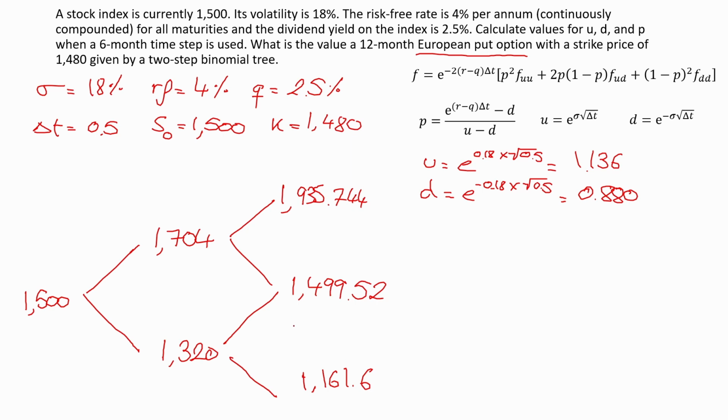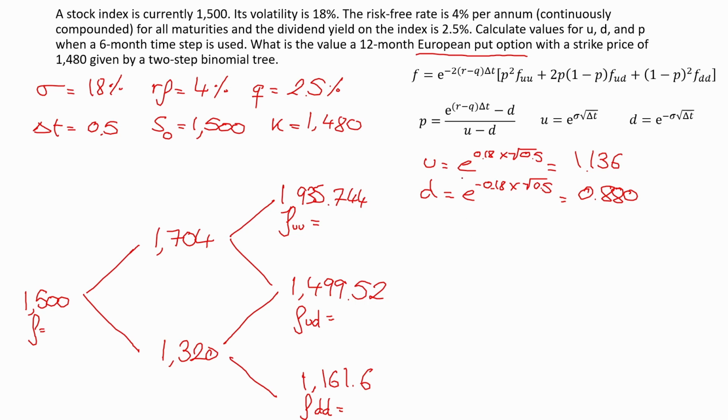Excellent. So now we have the two-step binomial tree. Now remember, below the stock index value, we write what the option values stand for. So the current put option value is F, what we're trying to find out. And then the option value here is FUU, because it's gone up twice. Here's FUD, or FDU, you choose which one. And finally FDD, because it's gone down twice.